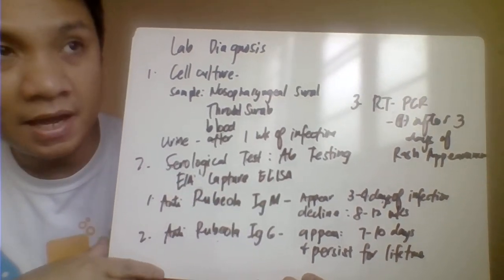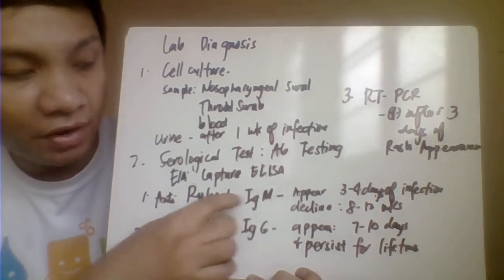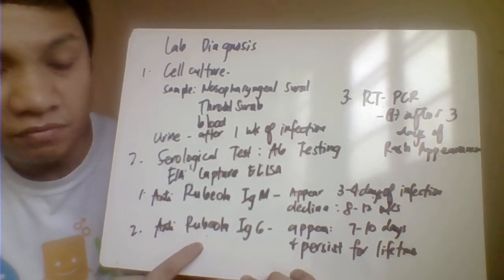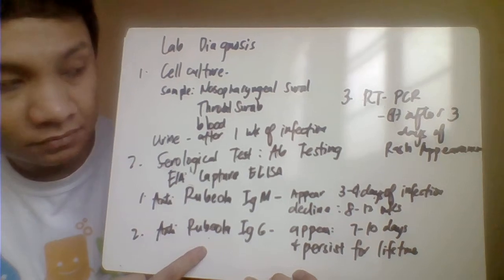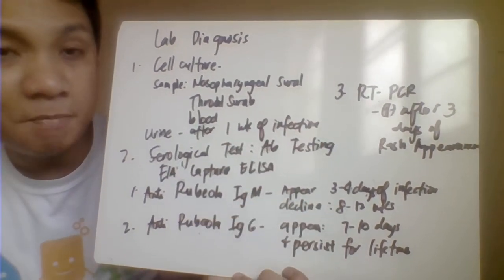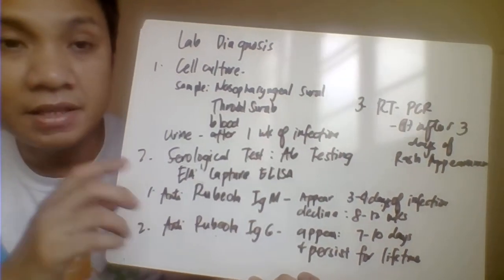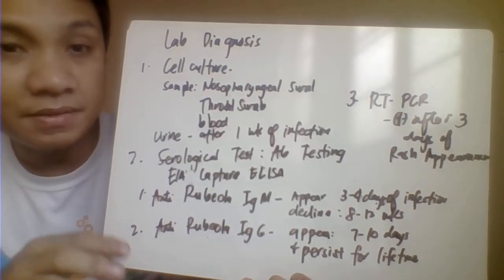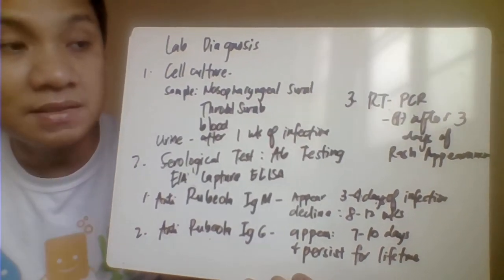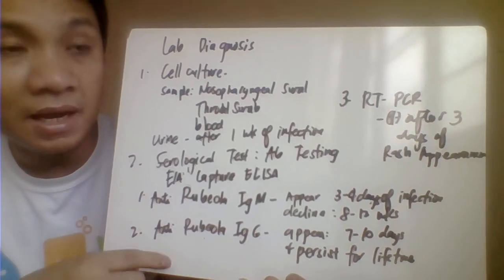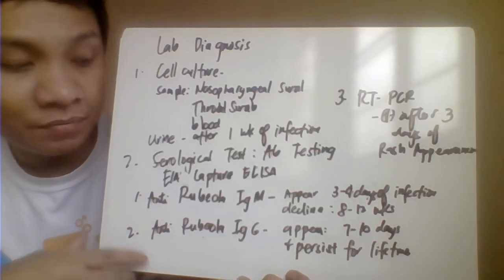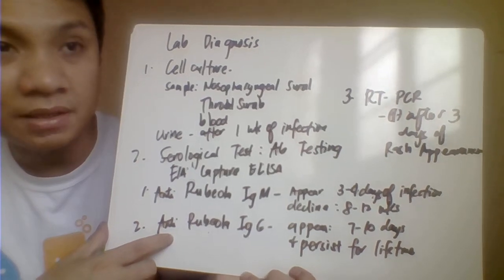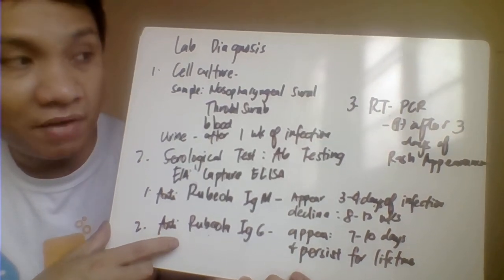So we have the anti-Rubella IgM antibody for acute infection, and the IgG for past infection. We look at the time when they appear and decline. Again, for acute infection, the anti-Rubella IgM should be positive plus a fourfold increase in the anti-IgG antibody. But if what is present is only the anti-IgG antibody, it's a past infection.